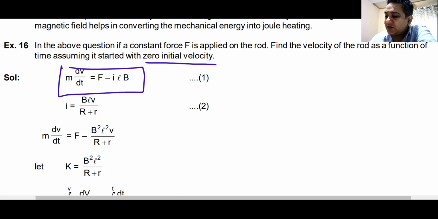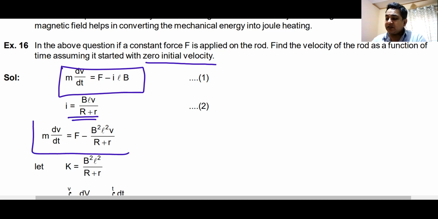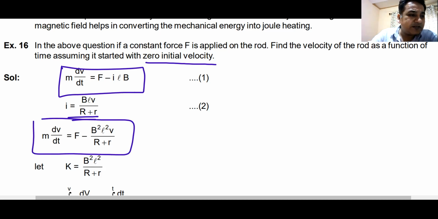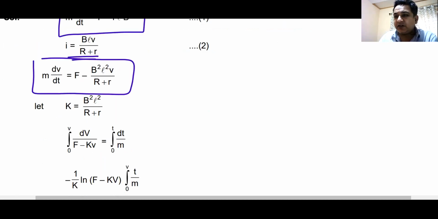Now this is the equation of motion. Current is given like this. Then you just do the same stuff. Integrate it. Get your answers. Do you get this? The only thing is integration would be a bit more difficult because F minus KV will come in the denominator. Doesn't matter.